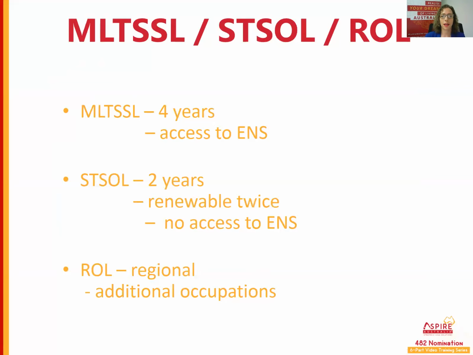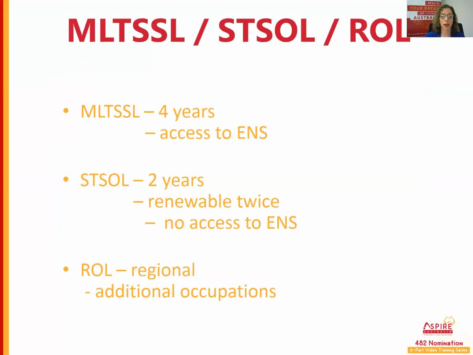For the 482 visa, there are 3 lists: the MLTSSL, the medium and long-term skills shortage list, the STSOL, the short-term skilled occupation list, and the ROL, the regional occupation list. Each of these lists has different attributes. The MLTSSL allows an employer to nominate a worker for a period of 4 years. And the employer may also transition that worker to employer nomination scheme permanent residence, which means that you have a pathway to keep your worker permanently.